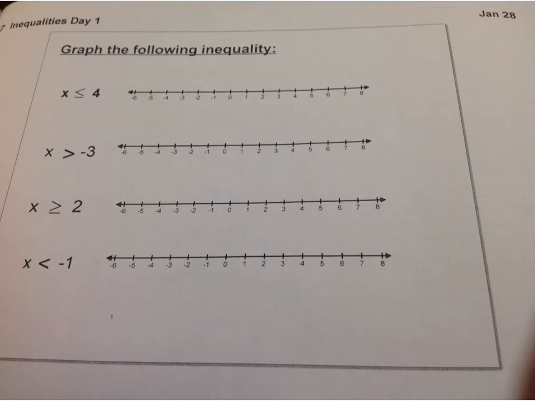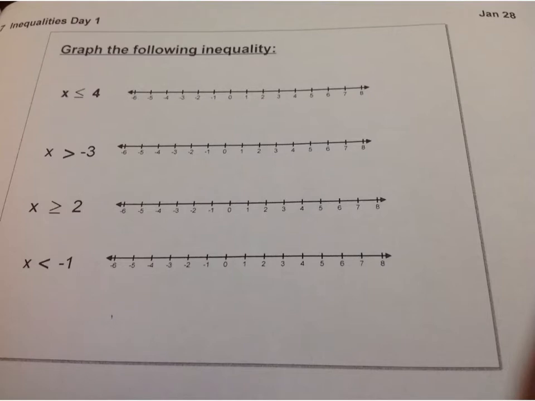Alright, our first problem here, x is less than or equal to 4. Remember that when you have the line under your inequality sign, that means equal to. So this one is x is less than or equal to 4. When we graph that, first of all, you always go to where your number is. In this case, it's 4. And you go to 4.